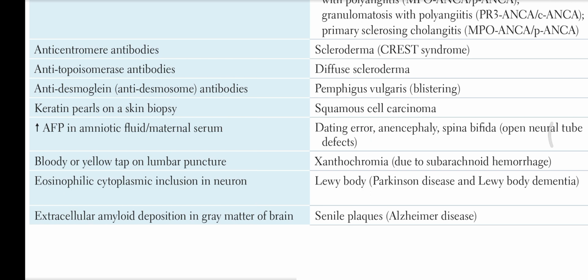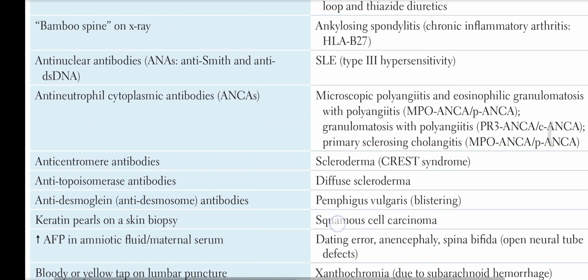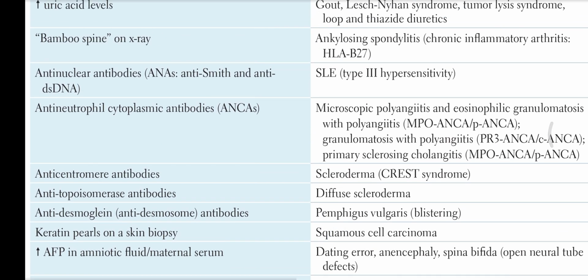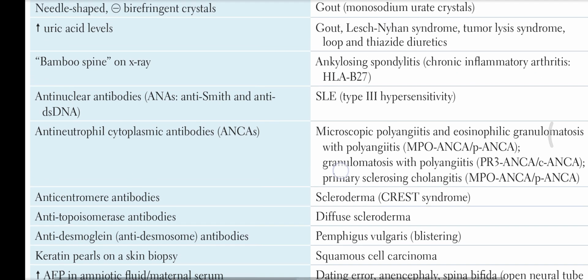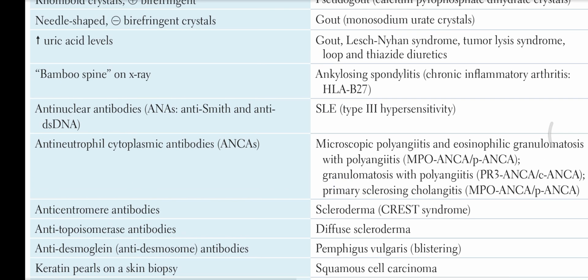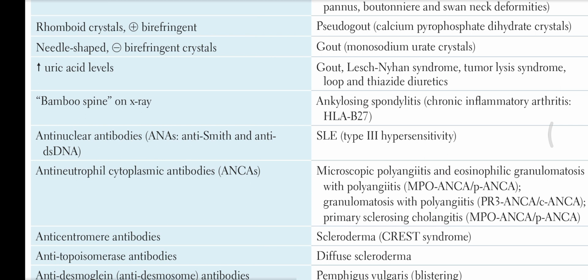Anti-centromere antibodies, scleroderma, CREST syndrome. Anti-neutrophilic cytoplasmic antibodies, ANCA: microscopic polyangiitis, eosinophilic granulomatosis with polyangiitis, and granulomatosis with polyangiitis. Primary sclerosing cholangitis.